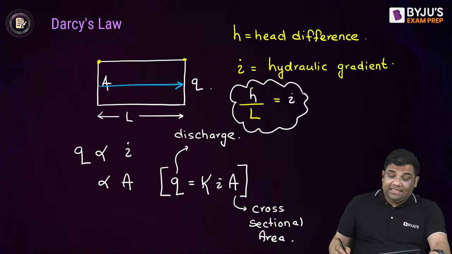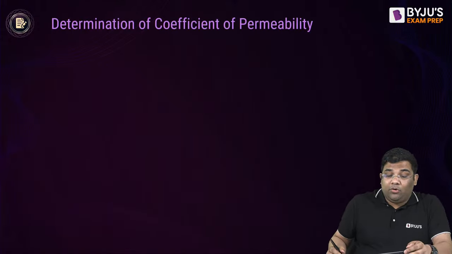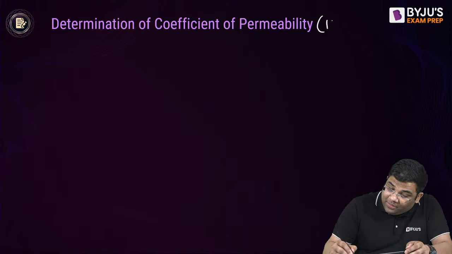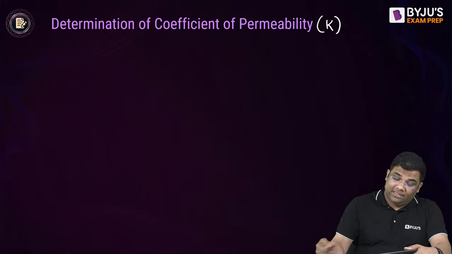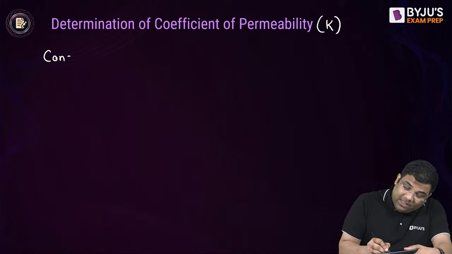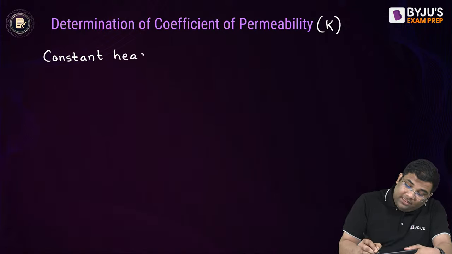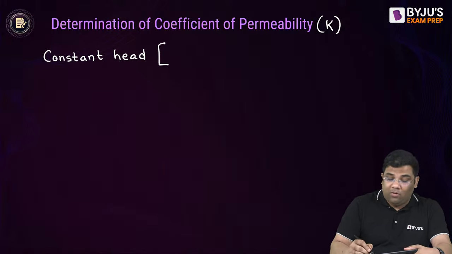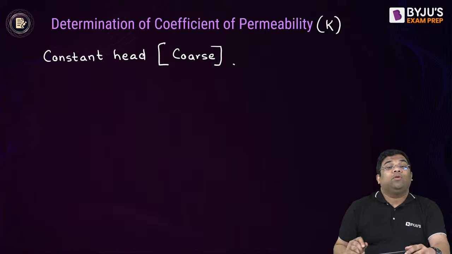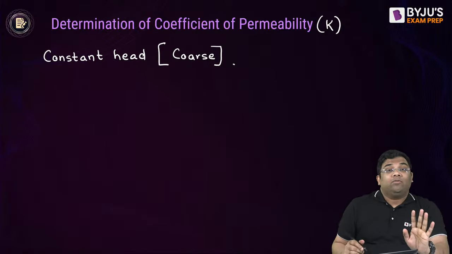Now the next thing is determination of the coefficient of permeability. In this we have two methods. One is the constant head method. The constant head method is used for coarse grained soil. So what do we do here?